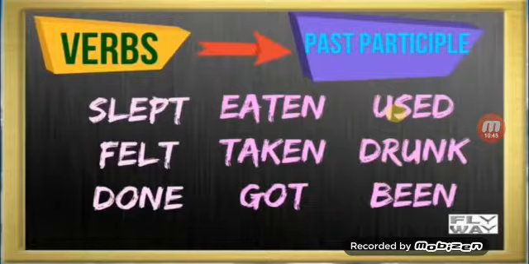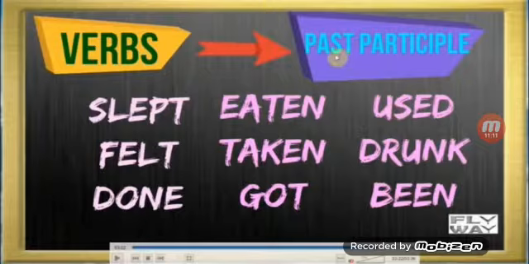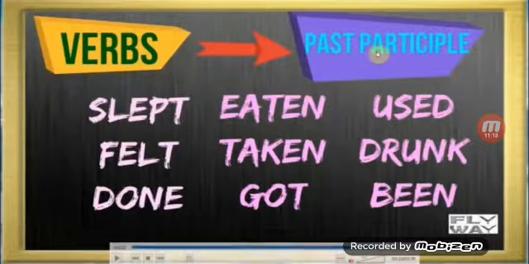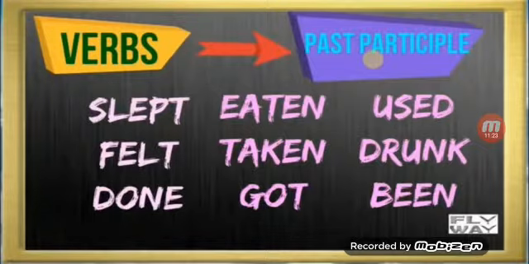Now we are going to see how we can use these verbs in the past participle: slept, felt, done, eaten, taken, got, used, drunk, been. Again: slept, felt, done, eaten, taken, got, used, drunk, been.